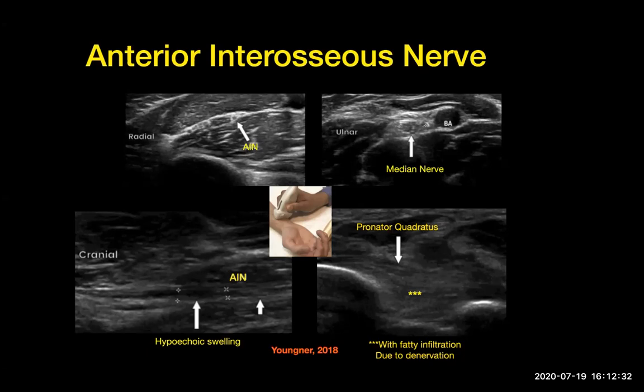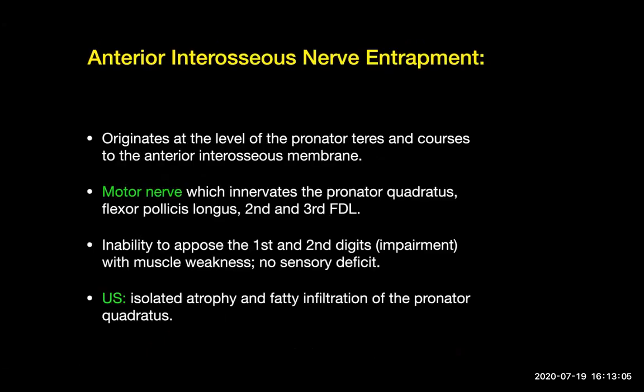There is hypoechoic swelling at the proximal part. But if you're not sure exactly where it starts, you can also check other structures. In this case, you would like to check the pronator quadratus, because this is one of the muscles innervated by the anterior interosseous nerve. If it has been chronic, you will notice denervation and fatty infiltration in the pronator quadratus as a result of the abnormality in the anterior interosseous nerve.